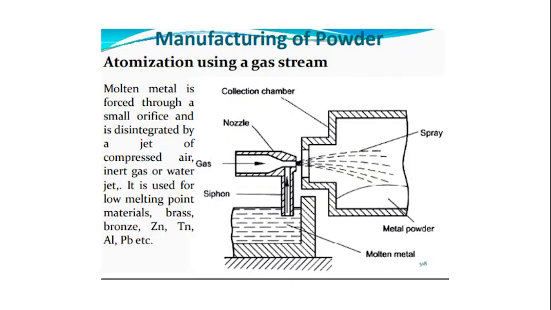So your first process is manufacturing of powder. How do we make it? Suppose after casting you got an ingot. With the help of that, how will we make the powders? So your first process is atomization using a gas jet. In the next few slides we will read the different processes to manufacture powders. So the first one is atomization using a gas jet. What is atomization? Can anyone tell?